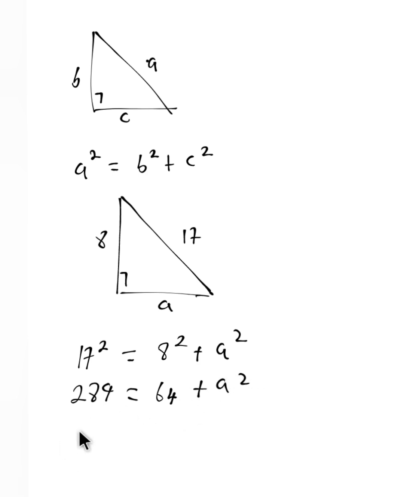We're going to take like terms, which is 289 minus 64. This is a whole crossover and becomes negative. It's equal to A squared. 289 minus 64 will give us 225. This is equal to A squared. So we have that A squared is equal to 225.